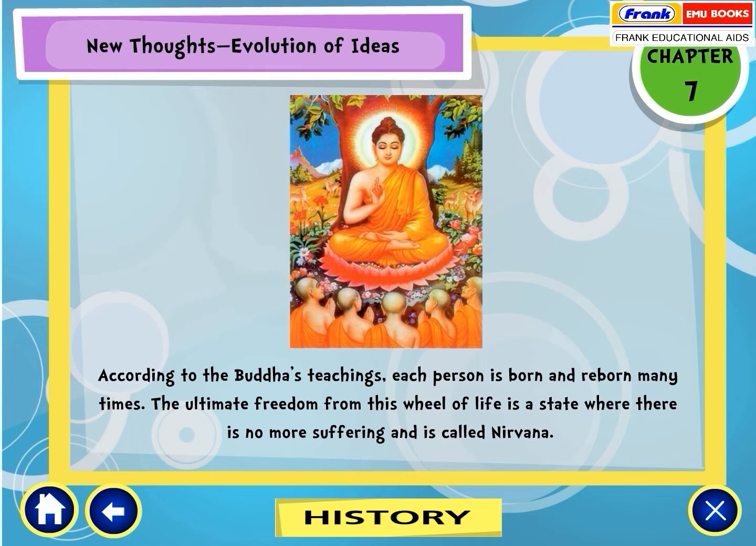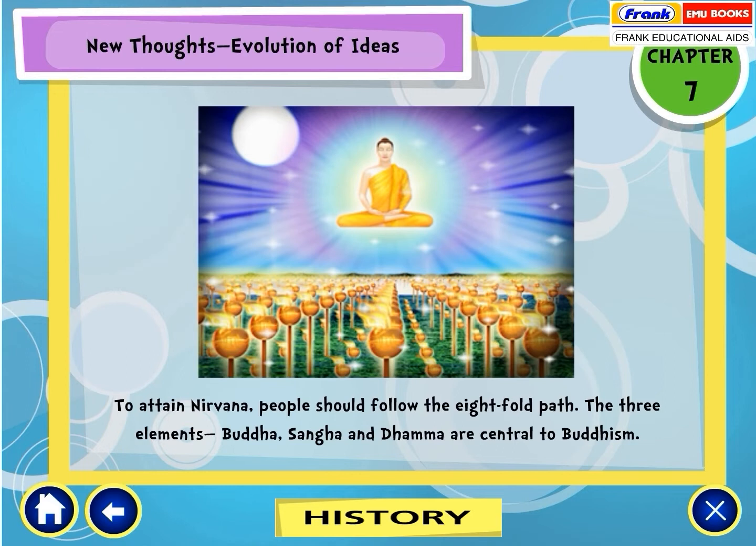The ultimate freedom from this wheel of life is a state where there is no more suffering and is called nirvana. To attain nirvana, people should follow the eightfold path. The three elements, Buddha, Sangha and Dhamma, are central to Buddhism.